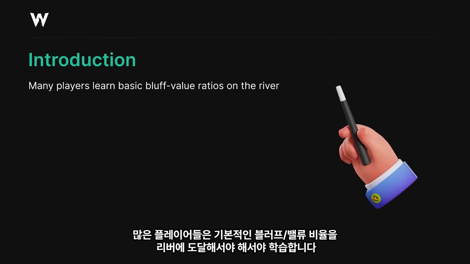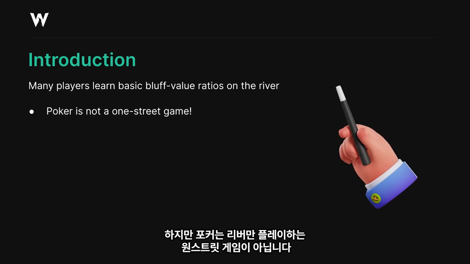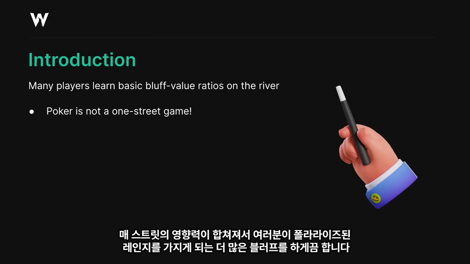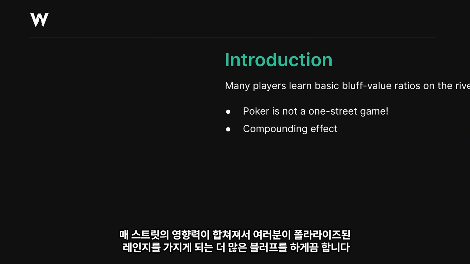Many players learn the basic bluff value ratios on the river, but poker is not a one-street game. You're not just playing a river. There are multiple betting streets, and each street compounds these effects, allowing you to bluff more and more often, assuming you're using a polarized range.